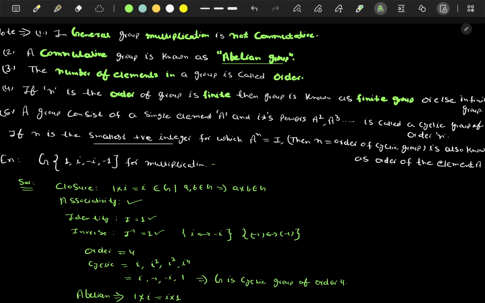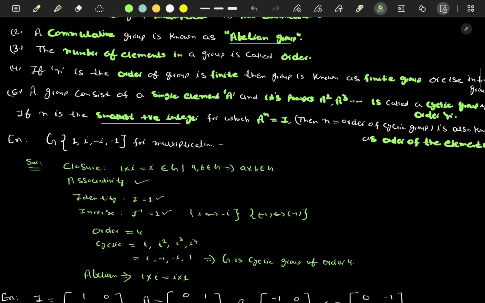A group consists of a single element. If there is only one element in the group, and its powers, it is called a cyclic group. What is the order? The order is n simply. If n is the smallest positive integer for which a^n equals I, smallest positive integer, remember, then n is called the order of the cyclic group, and it is also called the order of the element a.